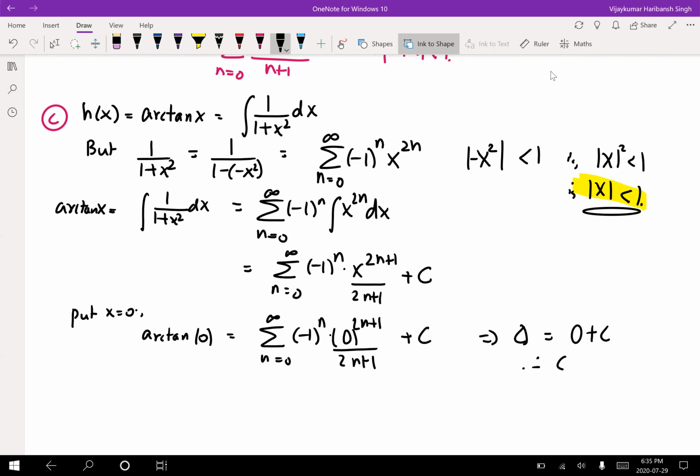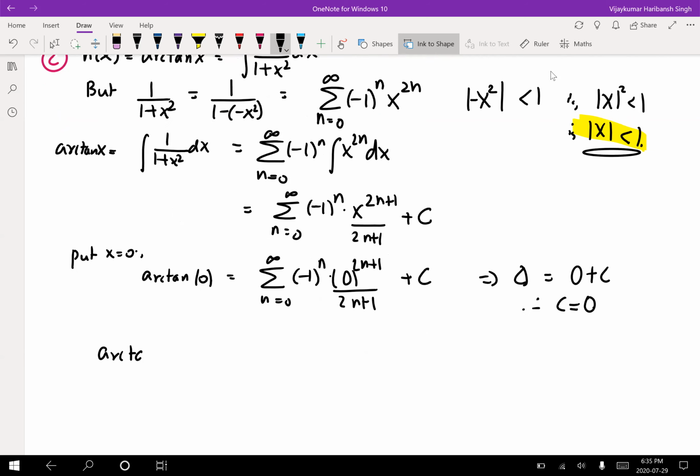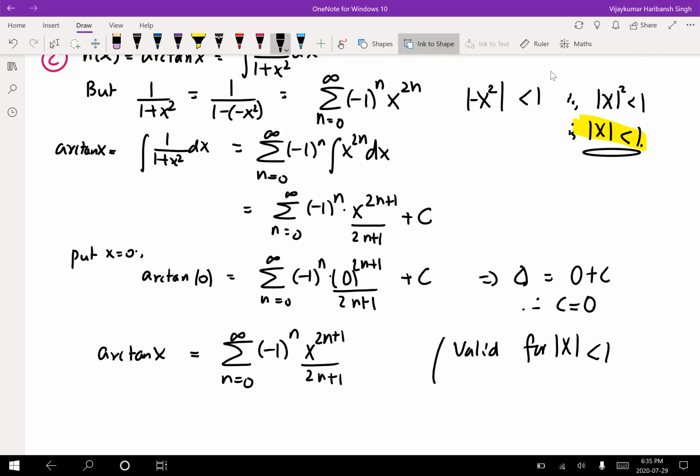Therefore, c equals 0, and we get the formula for arctan x as summation n equals 0 to infinity minus 1 to the power n x to the power 2n plus 1 upon 2n plus 1. And note again, as I said, this is only valid for absolute value of x less than 1. So this is how we can find the power series representation of certain functions.